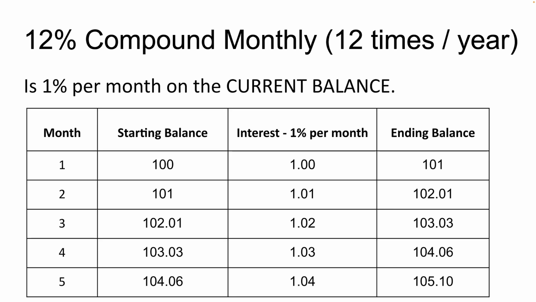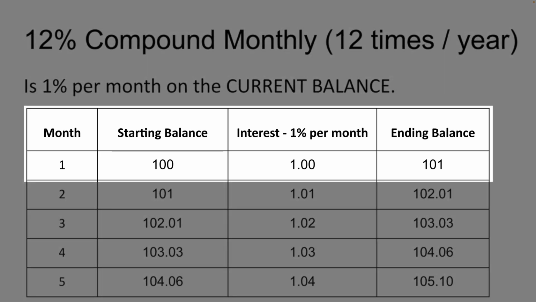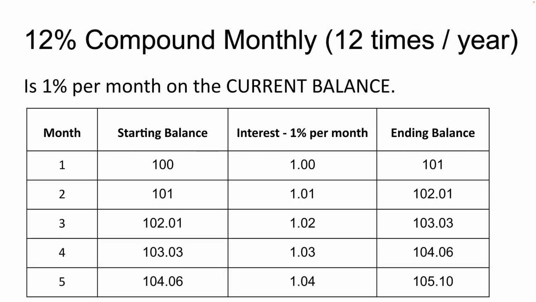If we took a minute to look at a compound interest table in this account, the first month we have $100. It earns 1% interest. 12% interest compounded monthly would be 1% interest per month. It would earn $1 in interest. So at the end of that first month, we'd have $101. That becomes our starting balance for the second month.